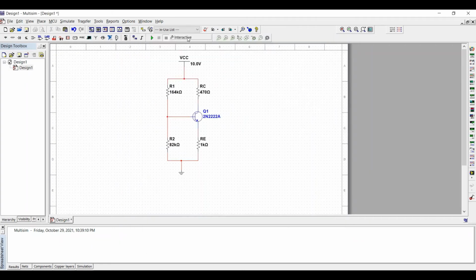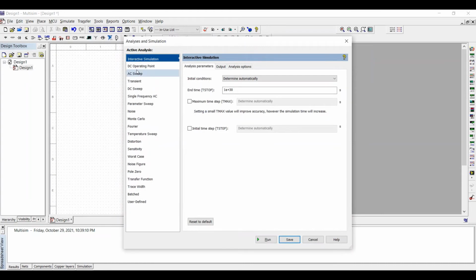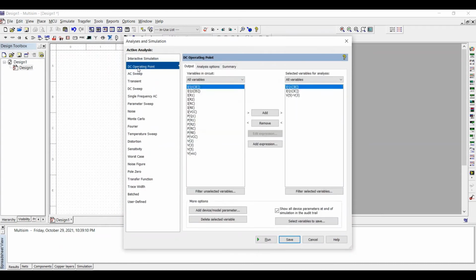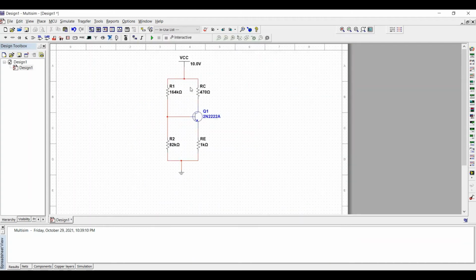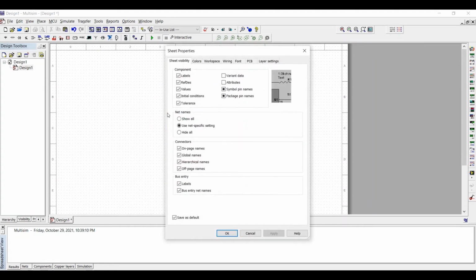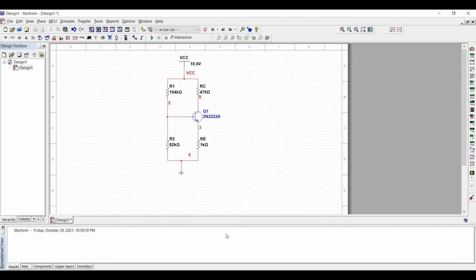Click on that. Go to DC operating point and select the DC operating point which we have to see. But before that, just let me mark the nodes. Go to option, go to sheet properties, go to show all, click OK. You can see that your different nodes are marked.